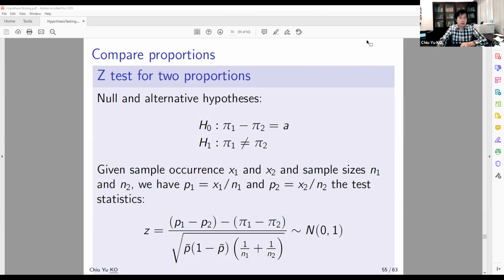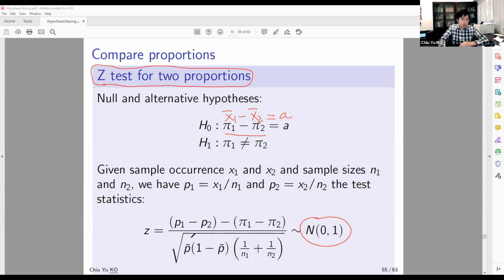So we have a z test for proportions. There's no difference from what we had before, but there is some technical difference. Just like the difference in means, it's no different from x bar 1 minus x bar 2 being equal to some number a. And you will see the only difference is that we will use the normal.